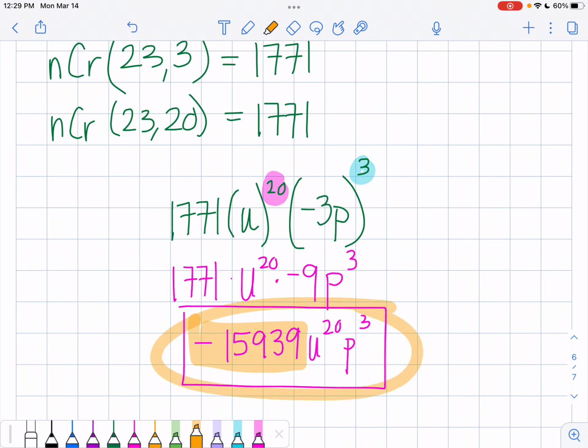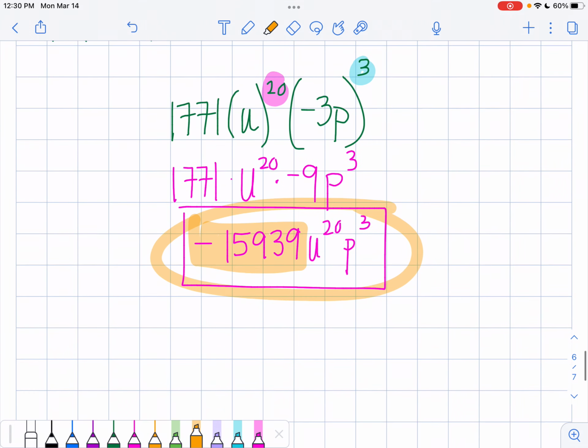Okay, so let me know if you have any questions about Pascal's Triangle, about the binomial formula, about how to use a calculator to find combinations. Oh, by the way, some calculators let you type it in like this. NCR, you would write 23, choose 3. Or 23, choose 20. Some calculators do let you type it in that way, so it just depends on what you have. Let me know if you have any questions.